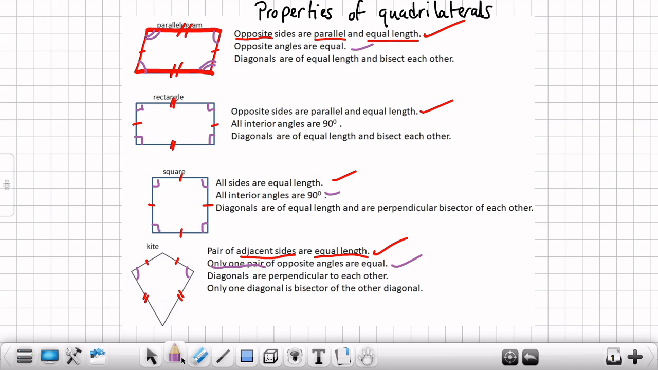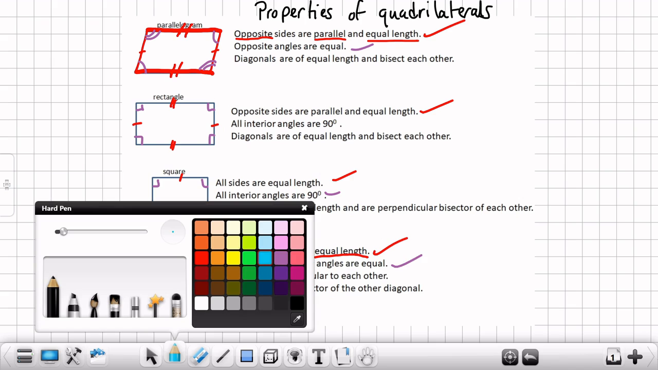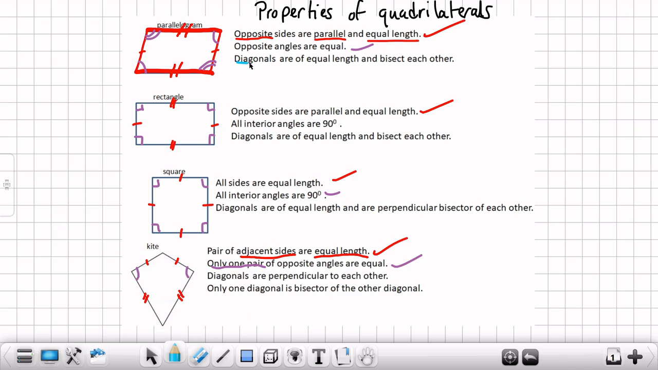Now I want to move on to discuss diagonals. What are diagonals? Diagonals of a shape, quadrilateral, are these when you connect one corner to another corner like that.